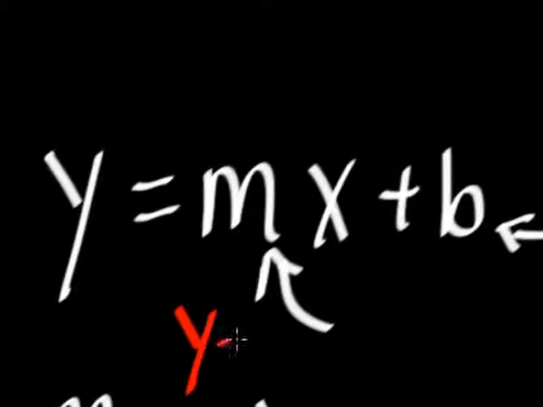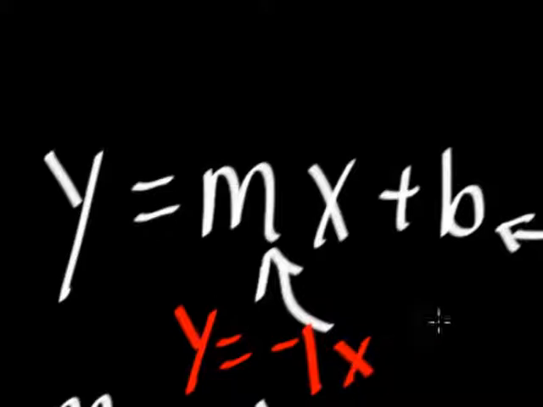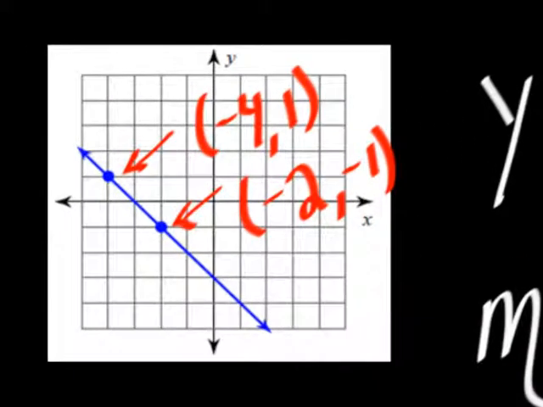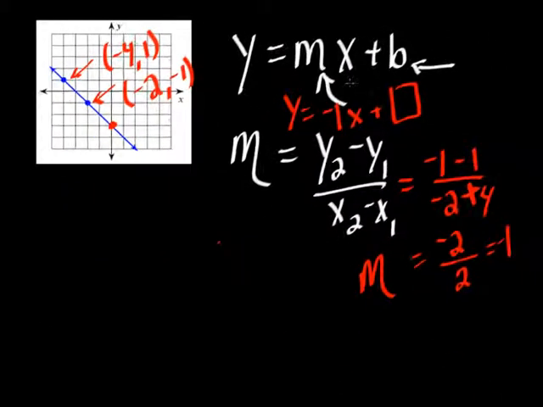Let's plug in: y equals -1x plus, still looking for this b right here. What's going to go there? Well, remember the b is the y-intercept. By definition, the y-intercept is the place on the graph that the line touches the y-axis. So this point is where it touches the y-axis. This point, 1, 2, 3. So my b is -3.